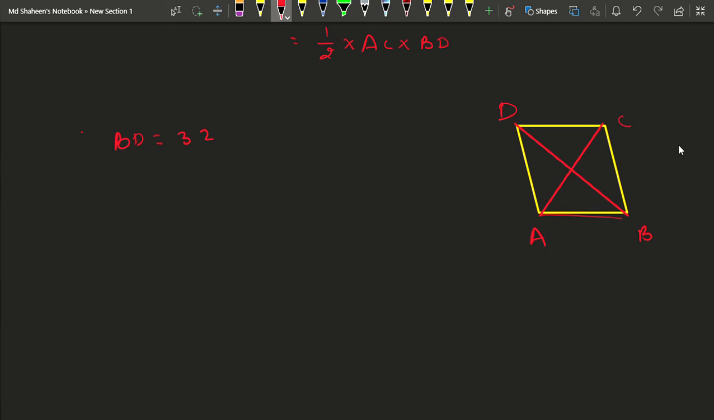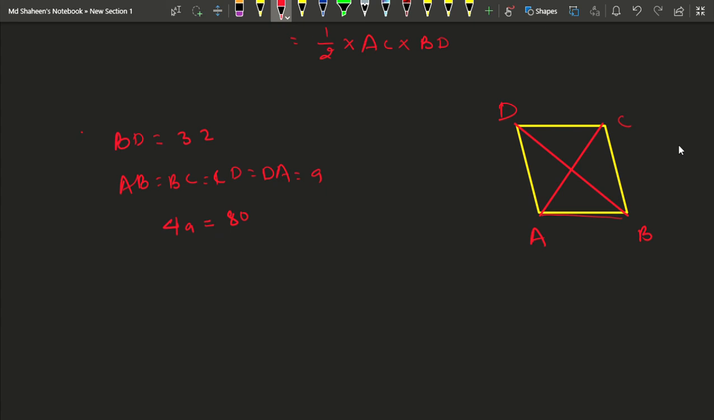But in this case, all are the same. Let's assume every side is A, so AB equals BC equals CD equals DA equals A. So 4 times A will be 80 centimeter.